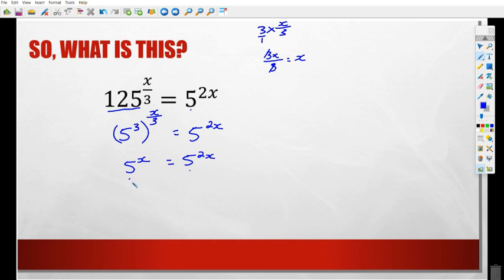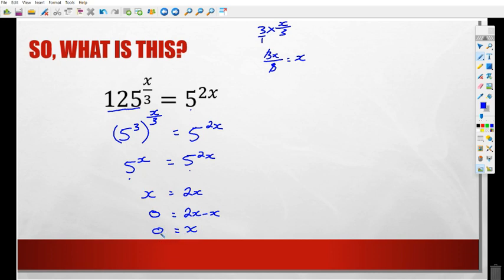Right, now I've got same bases on both sides. So what does that mean? It means that my exponents are equal to each other. So I've got x is equal to 2x. Now how do I solve for x? Take all my x's this side, all my numbers that side. But there's no numbers here, so I'm just going to take the x across. And I've got 2x minus x, and on this side, I'm left with 0. There's nothing left on this side if I take that x across. So 0 is equal to x. So x is equal to 0 there.